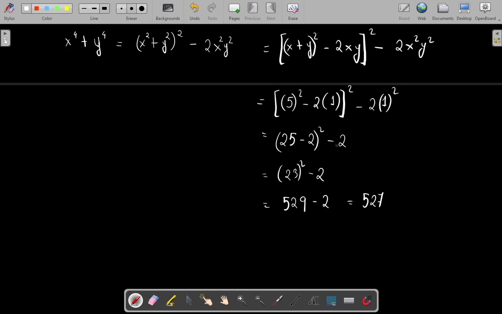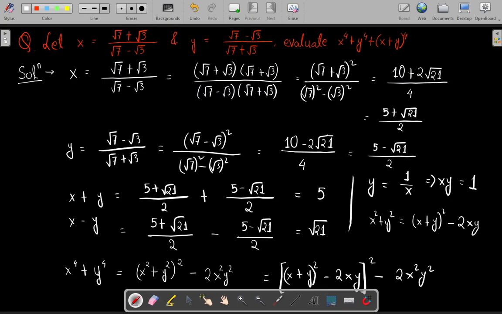So 23 square is 529. We have to remember the squares of the first 30 natural numbers. 23 square is 529, 22 square is 484. The next one is 576, that is 24 square, then 625, then 676, and so on. So this is your x to the power 4 plus y to the power 4, which is 527.